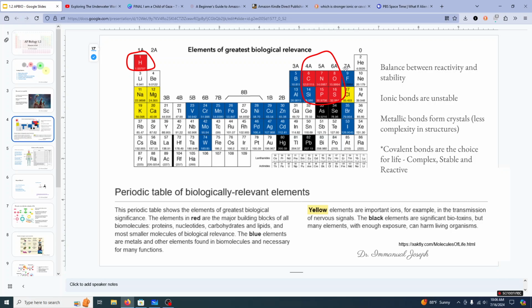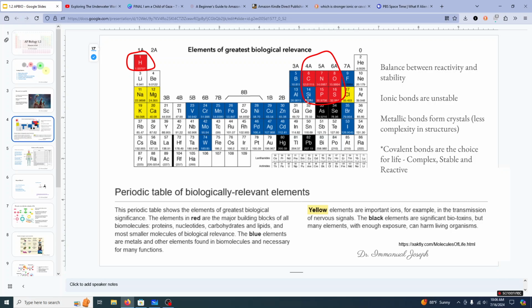The problem with 7A is halogens. That includes chlorine and fluorine and bromine and iodine. And these are quite reactive, quite explosive in their reactions. So they are not suitable for biological life. So that leaves us only with this little group of elements.